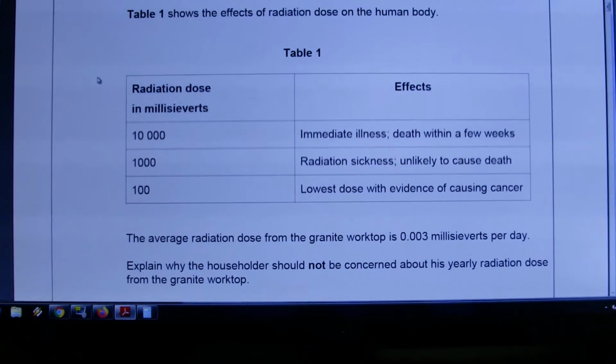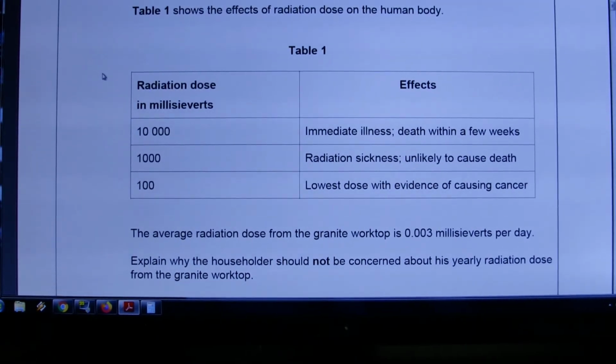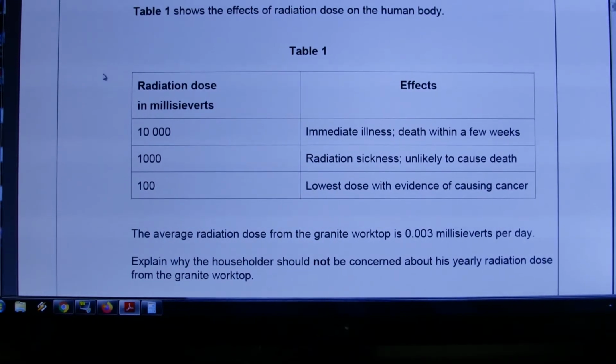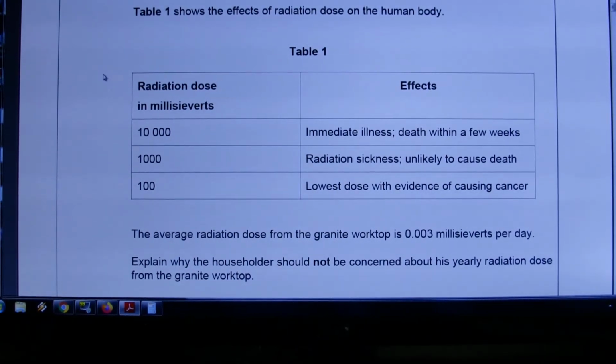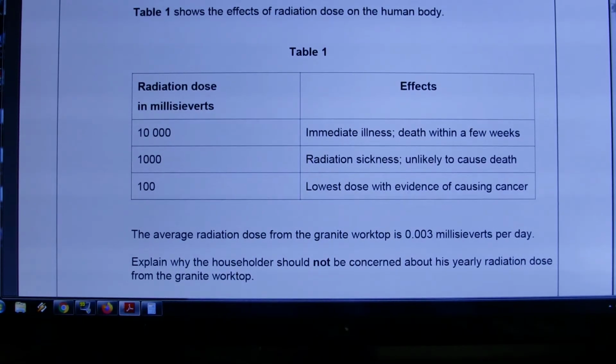You know, 1000, the middle row, radiation sickness unlikely to cause death. Maybe a sievert is simply the amount of radiation received that causes radiation sickness. Toxic dose 50 or some such. 10,000 immediate illness and death within a few weeks. That's what happens if you start juggling plutonium ingots. 100 is the lowest dose, TD low, the evidence of causing cancer. Okay.